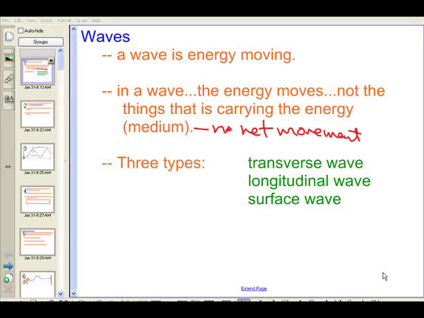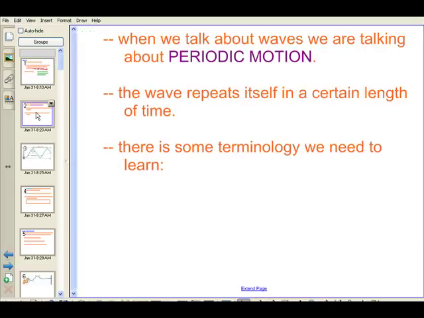Let us continue. So, when we talk about waves, we're talking about periodic motion. That would be like my pendulum here. Let's look at the pendulum. Pendulum goes back. It keeps repeating. The motion is repeated over and over again. Same thing with a wave. The wave repeats over and over again.